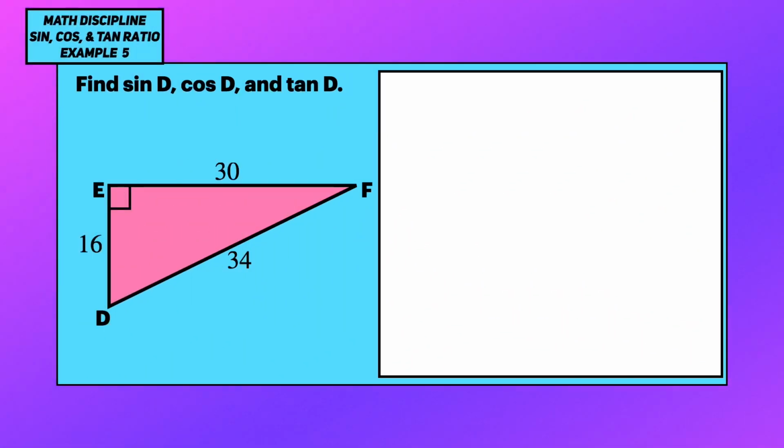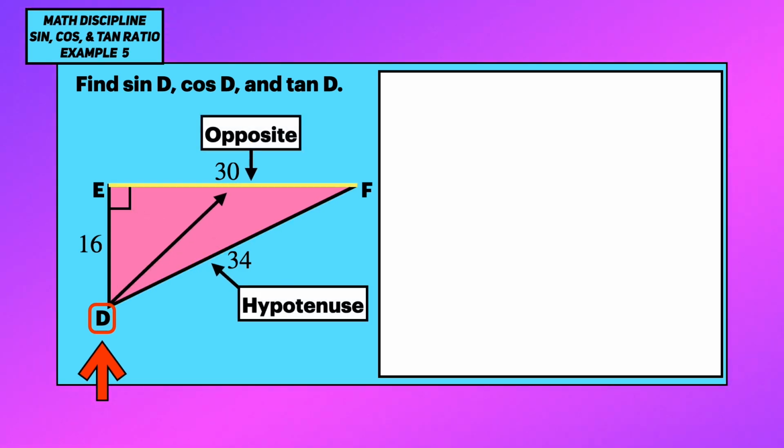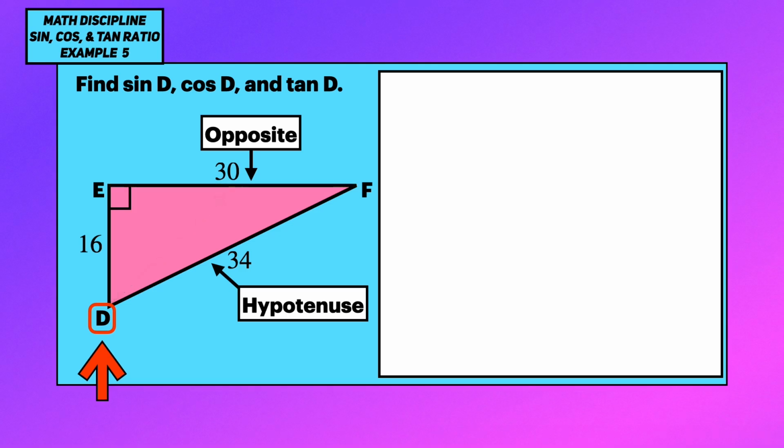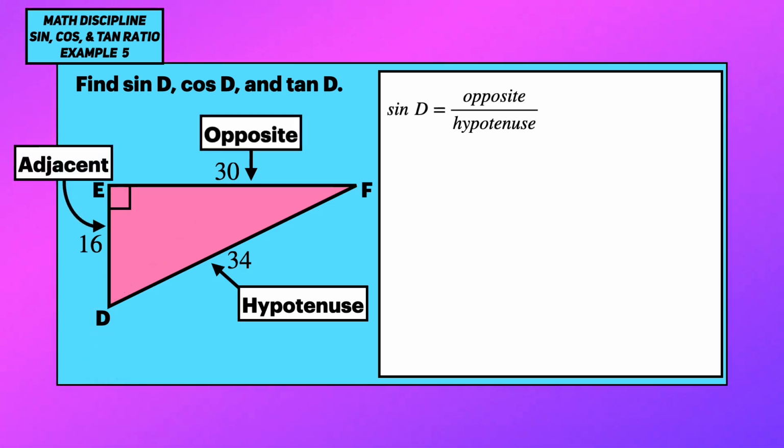Okay, in example 5, we have to find the sine, cosine, and tangent of angle D. Let's start by identifying our three sides. The side across from our 90-degree angle is the hypotenuse. The side across from angle D is our opposite side. The remaining side next to angle D is our adjacent side. To find the sine of D, we divide the opposite side by the hypotenuse side. So that's 30 over 34. We can simplify our fraction by dividing our numerator and denominator by 2, which will give us 15 over 17. That's our simplified answer in fraction form. In decimal form, we divide 15 by 17, and that gives us approximately 0.88.